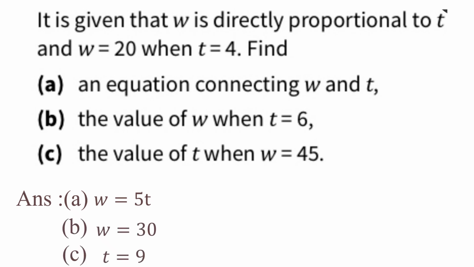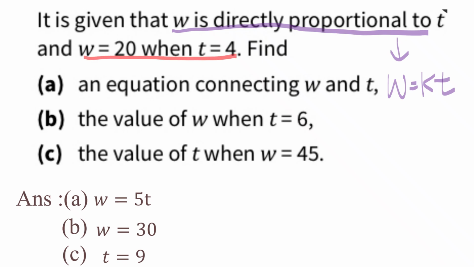So I have provided the answers for you. Just to help you a bit, if w is directly proportional to t, we can write it as w equals k times t, where k is a constant. So you need to find k first using the information given. And then from there, you can find part A, which is the equation. With that, you can substitute t to be 6 to find part B. Substitute w to be 5 to find t.